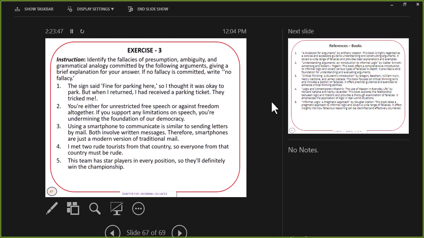Weak analogy. I met two rude tourists from that country, so everyone from that country must be rude. Why is this a generalization? Because the selected sample is small, yes. This team has a star player in every position, so they will definitely win the championship.